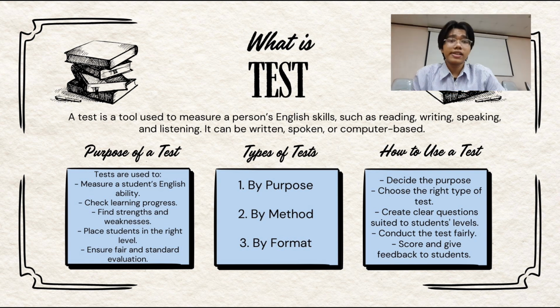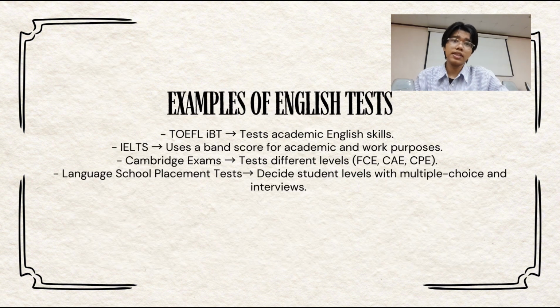And lastly, we have example of an English test. First, we have TOEFL iBT. It tests academic English skills. And next, we have IELTS. It uses a band score for academic and work purposes. Next, we have Cambridge exams. And lastly, we have language school placement test. It decides student levels with multiple choices and interviews.